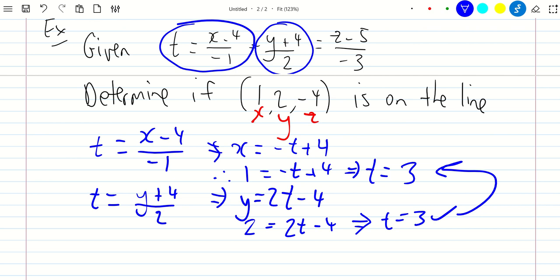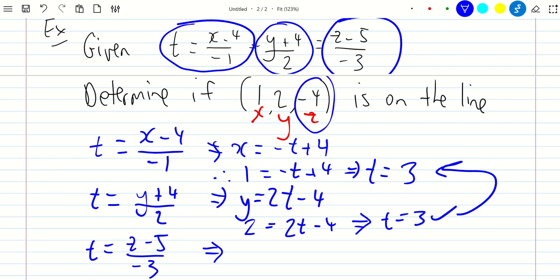So far, when t is equal to 3, I've got my y value and my x value. What I'm hoping for, well, not really hoping for anything, because I just have to determine whether that point is on the line. If it's not true, it won't be on the line. If it is true, it is on the line. So t is equal to z minus 5 over -3. This is the third section here. The z value is there, and we're going to sub in our value of z here, so -4.